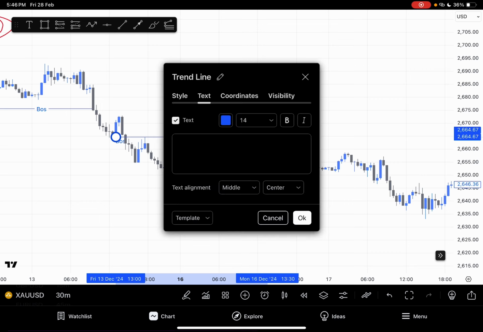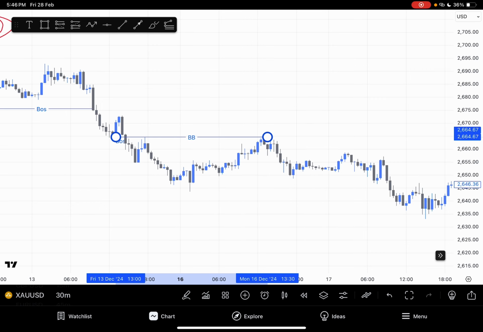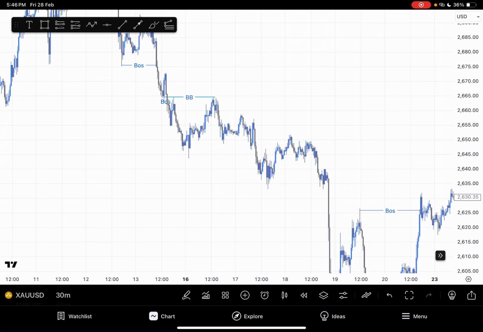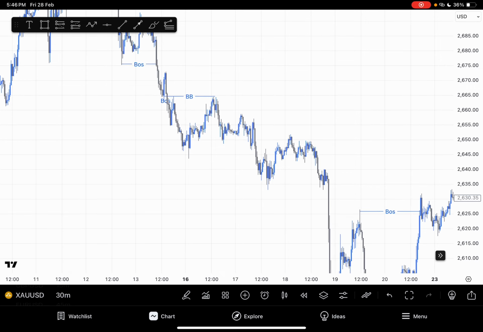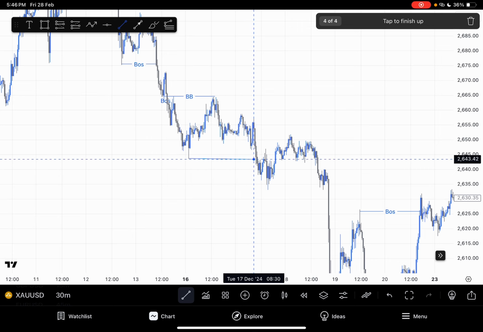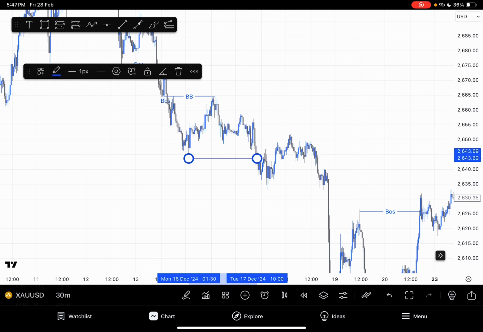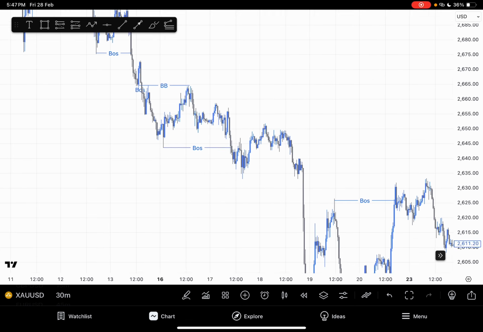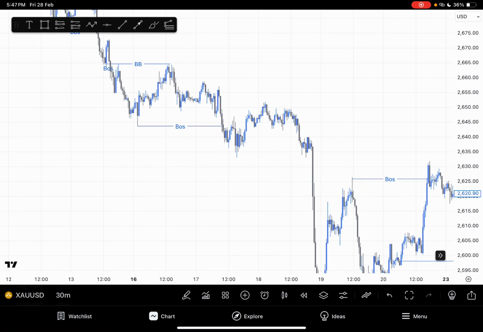So, breaker block, see price again distributed to the downside, creating another break of structure from here. So each time price retests a breaker block, it must always go down to take out liquidity, creating a break of structure. So this is the next break of structure. This is how you can always mark break of structure. So now from this point, this is the next break of structure.